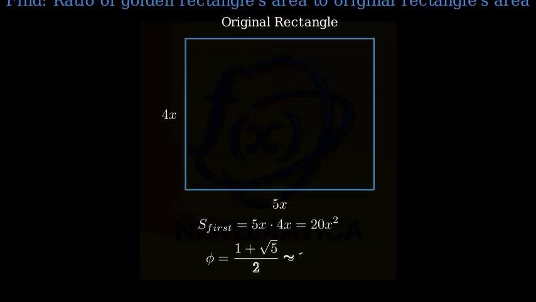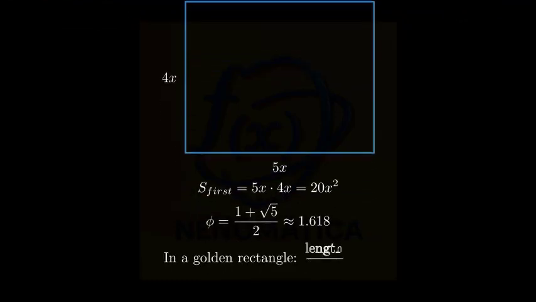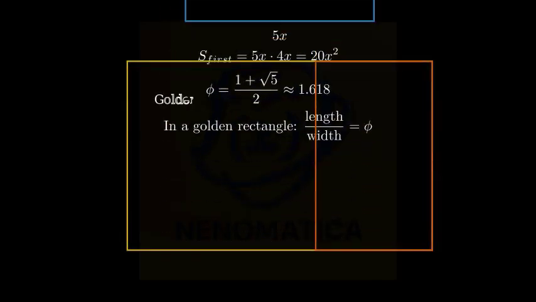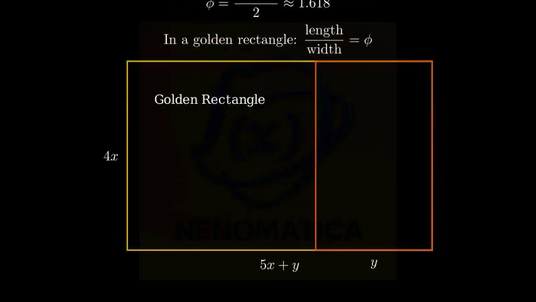Now, let's understand what a golden rectangle is. A golden rectangle has the special property that the ratio of its length to width equals the golden ratio, phi, which is approximately 1.618, or exactly (1 plus the square root of 5) divided by 2. To transform our original rectangle into a golden rectangle, we need to increase its length by some value y. So the new length becomes 5x plus y, while the width remains 4x.